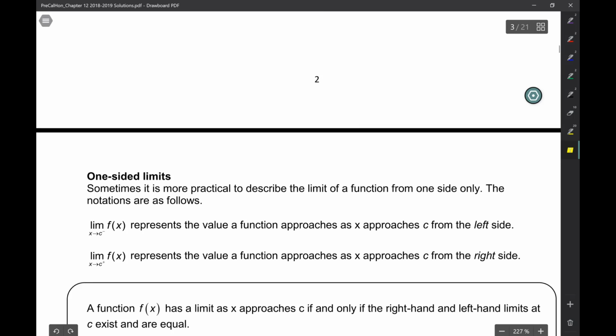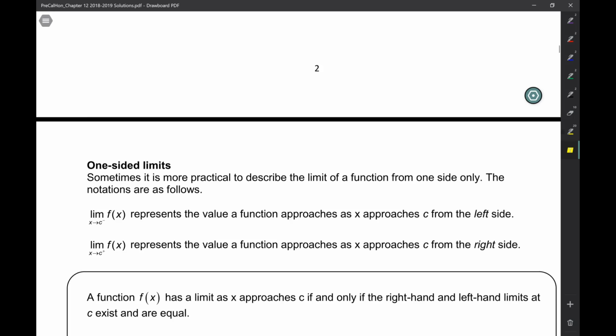If you want to find the official limit of a function, you've got to check both sides, left hand, right hand. Only if they match is there a limit. Sometimes, however, the situation only calls for the limit from the right side or the limit from the left side. We call those one-sided limits. You're not comparing it against anything. It is what it is. All right?